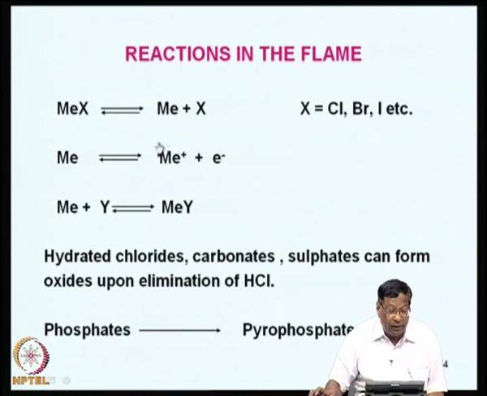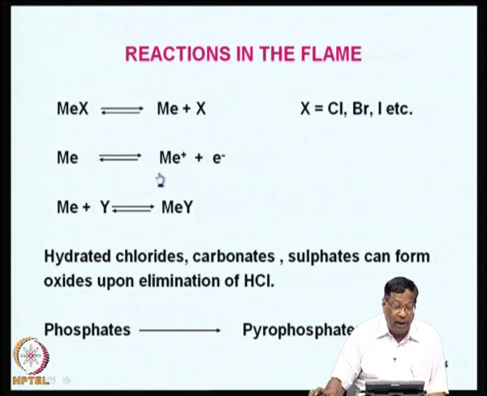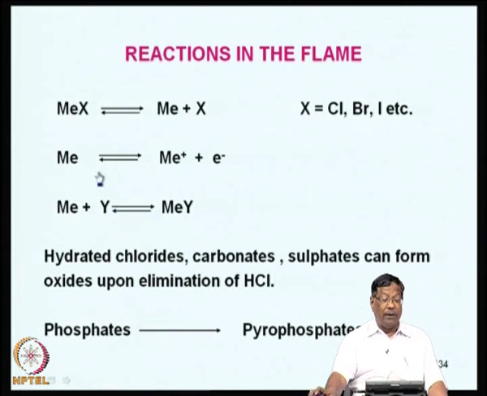So, how does it happen? It happens by releasing an electron. This is known as ionization, metal going to metal plus positive charge, releasing an electron. Or the metal can also react with another species Y to form a metal salt MY. This is of no use to us.